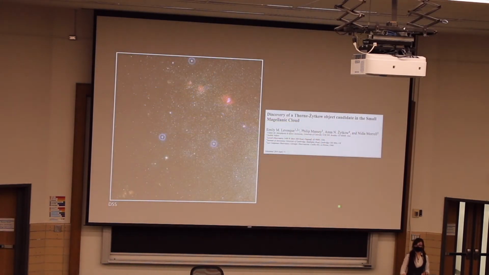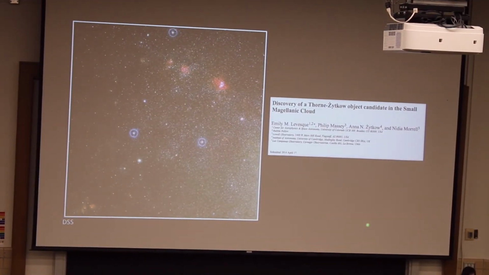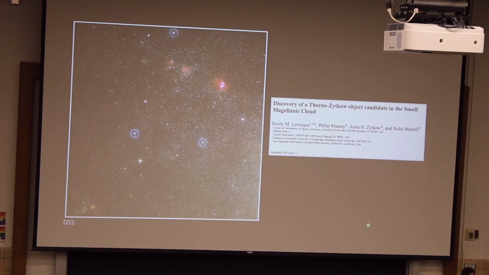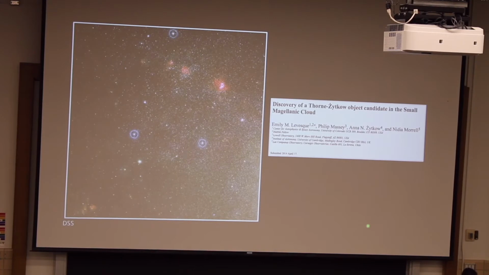And in 2014, that is exactly what happened. Emily Levesque and her collaborators identified a star in the Small Magellanic Cloud. That's one of the satellite galaxies of our Milky Way, kind of like in the Milky Way's backyard. That is really bright, really red, like a red supergiant, but the elements in its spectra are what you expect for a TZO. This is super exciting. And this star is called HV 2112, and it's in this image. It's that little light right there.